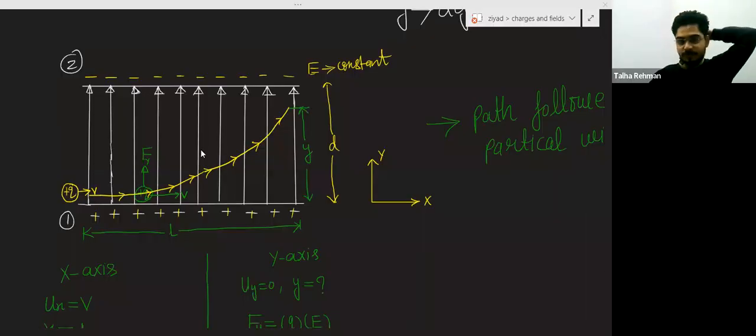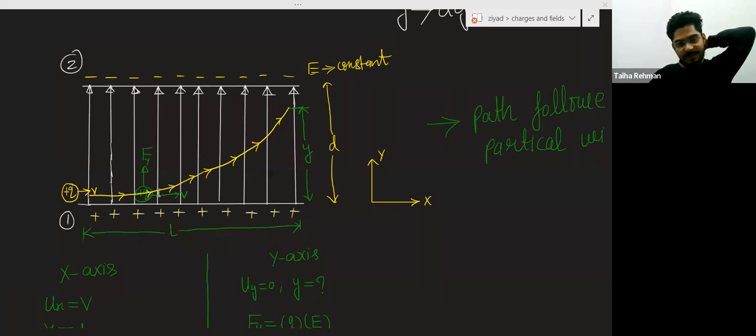The charged particle has initial kinetic energy, and here the electric field is in the upward direction. The charged particle is trying to move in a straight line due to the kinetic energy, but there is an additional force pulling it up. Due to the combined effect of the forces, the charged particle will follow a curved path, like this.